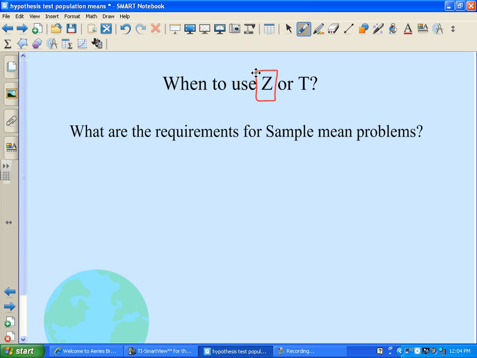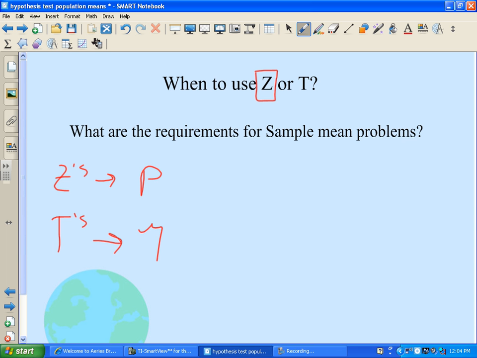Z's in confidence intervals and hypothesis testing go with proportions. And T's in confidence intervals and hypothesis testing will go with means. Okay? That should not be new information to you. Today, again, the requirements are always independent, random, and normal. We'll discuss the way we check for normality here. It's going to be very similar to what we did with the confidence intervals. So it's just more of the same.